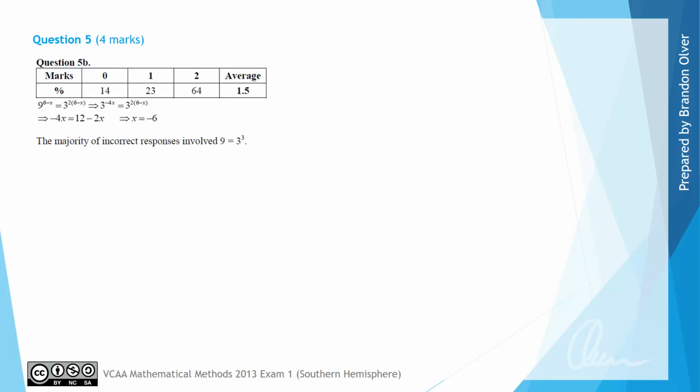From the examiner's report, we can see that part B was better done than part A, with 64% of students getting full marks and 23% of students making some progress on the question. The majority of incorrect responses involved 9 being equal to 3 cubed rather than 9 being equal to 3 squared.